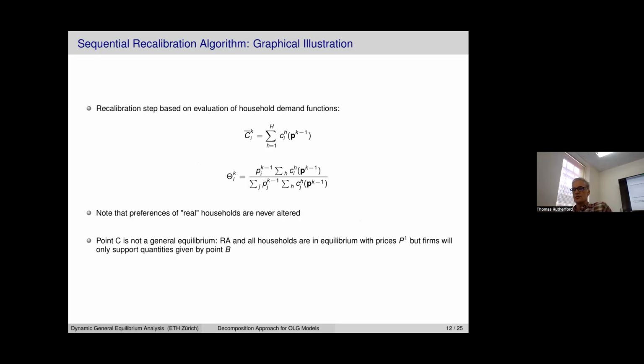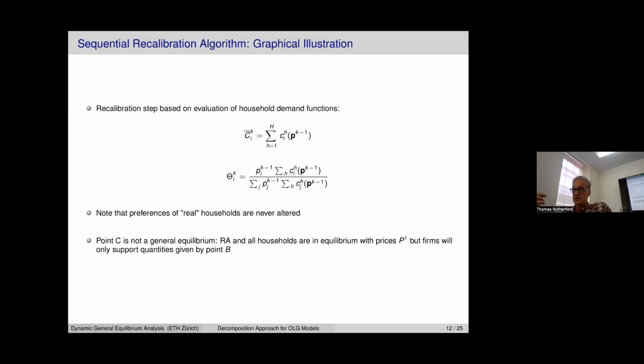So basically, to do that, you have to say at the iteration K-1, you evaluate what the household demands are at that point. That's the CHI of P. And you evaluate what the value shares are at that point. Boom, that gives us a new representative agent demand function. Real households are never altered, but all we do then is we just repeat that process.